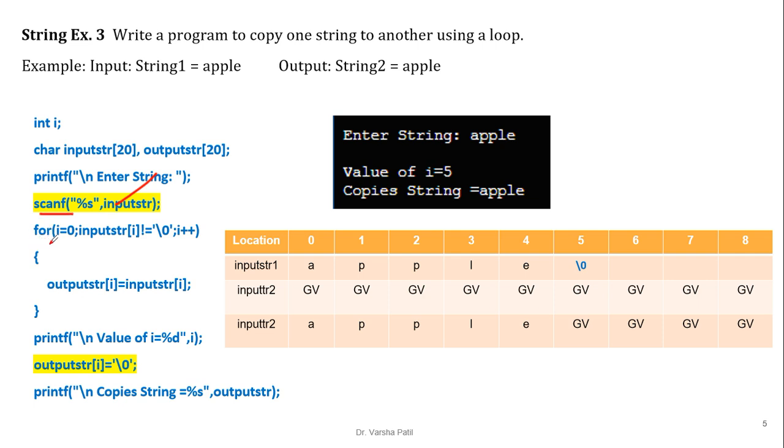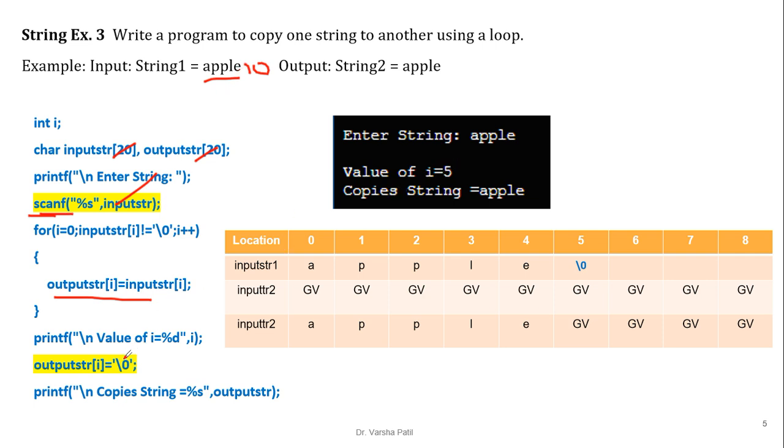Now what we are doing: for I equal to 0, while the input string's particular character is not null, we are going to continue, and I plus plus, and in this we are writing output str I is equal to input str I. Now see here 20 characters are there, 20 characters are there. So when we accept the string using the scanf function, when apple is accepted, the null character automatically gets attached here. But when we come out of the loop, only apple gets stored in the output string, because when the null character comes we come out of the loop.